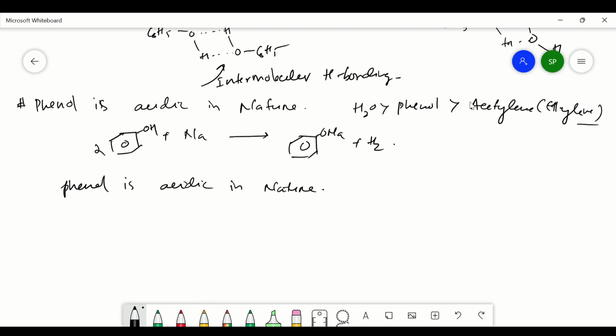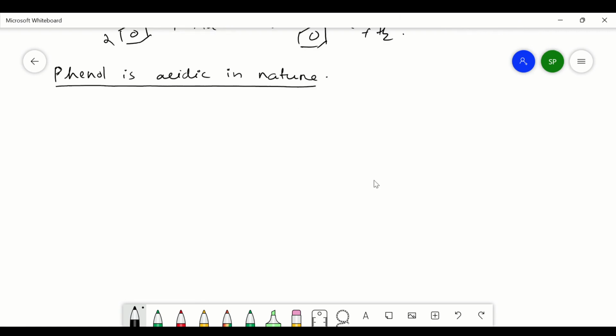Okay. So we have already known phenol is acidic in nature. To know if it is acidic, we react it with a metal like an alkali metal, and it produces hydrogen gas. So if anything reacts with a metal and produces hydrogen gas, that means it is an acid. This property of phenol matches the property of an acid.